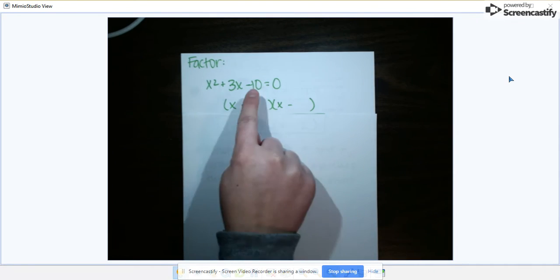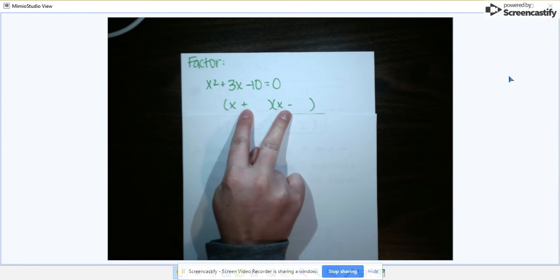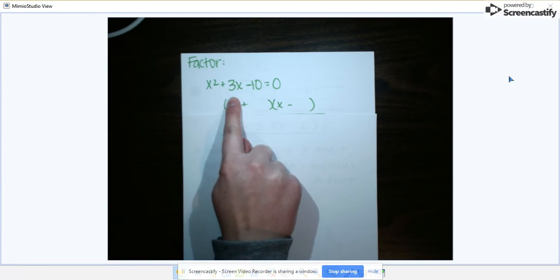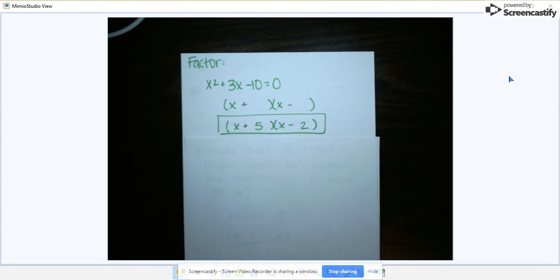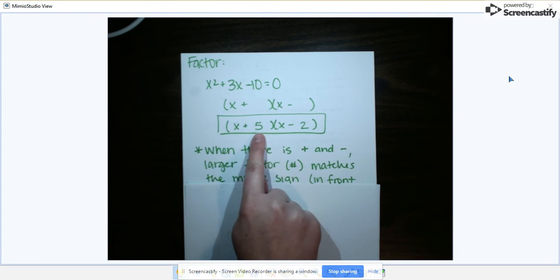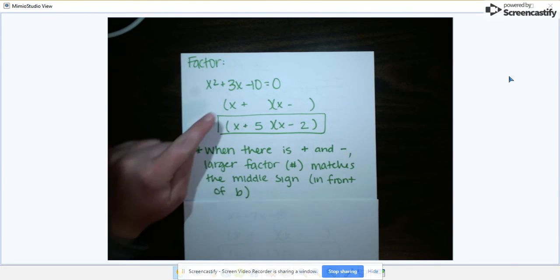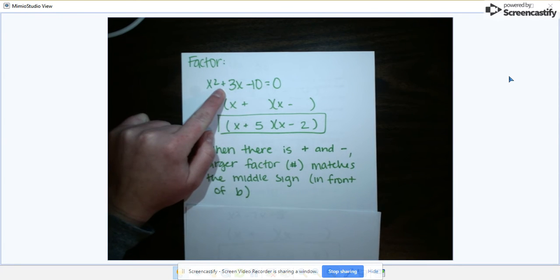Now what multiplies to 10 that subtracts to 3? We say subtracts because we have different signs here. So multiplies to 10, 1 and 10, those do not subtract to 3. Or 2 and 5, those subtract to 3. Now it's important that the proper number goes with the proper sign. So when you have a plus and a minus, your larger number, so 5 in this case, will always match that middle sign. So our larger number, 5, had to match that plus sign.